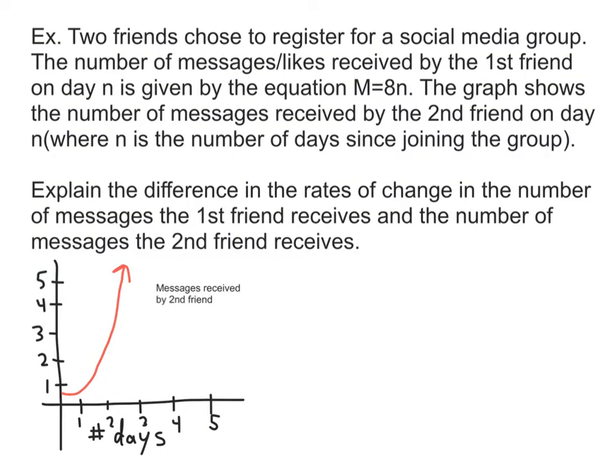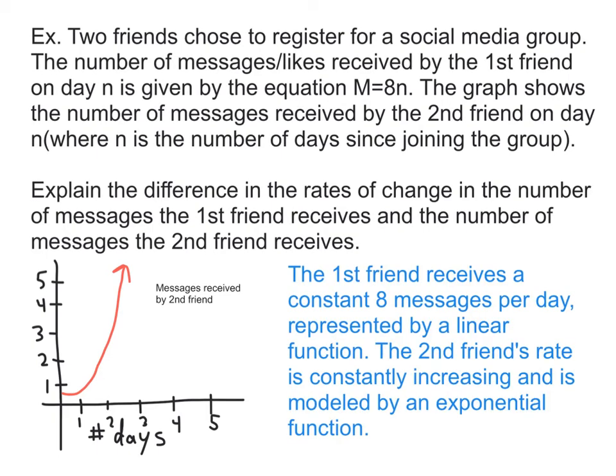All right, 2 friends chose to register for a social media group. The number of messages or likes received by the first friend on day n is given by the equation m equals 8n. The graph shows the number of messages received by the second friend on day n, where n is the number of days since joining the group. Explain the difference in the rates of change in the number of messages the first friend receives and the number of messages the second friend receives.